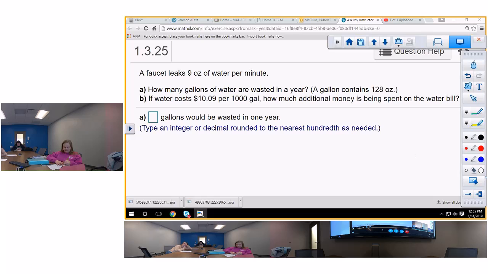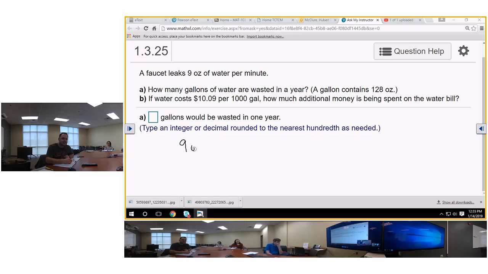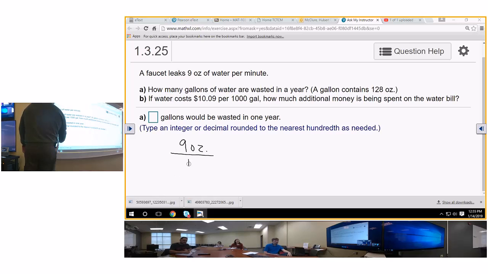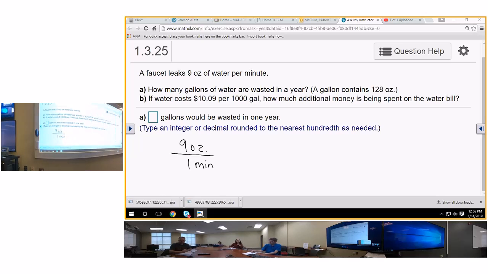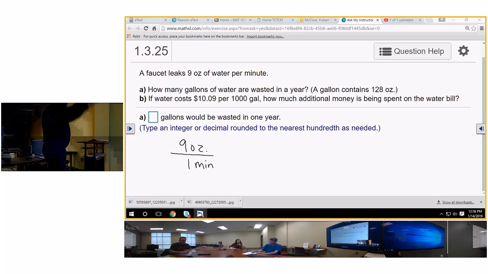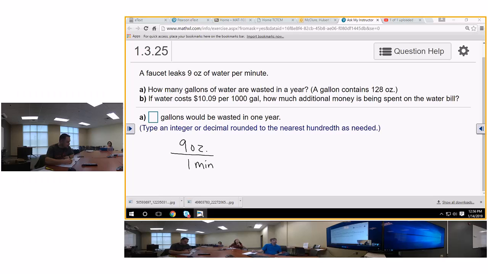Per minute. Okay. There we go. I can do the math now. 9 ounces over 1 minute. Do you know how easy unit conversions are? They're very easy if you know how to set up the first part; that part right there is the hardest part. Once you get that done, all you have to say is diagonal, diagonal, diagonal. So I'm thinking the 365 goes on top.